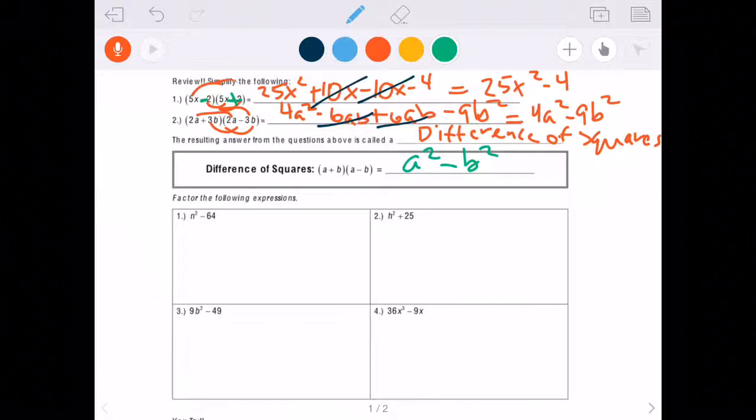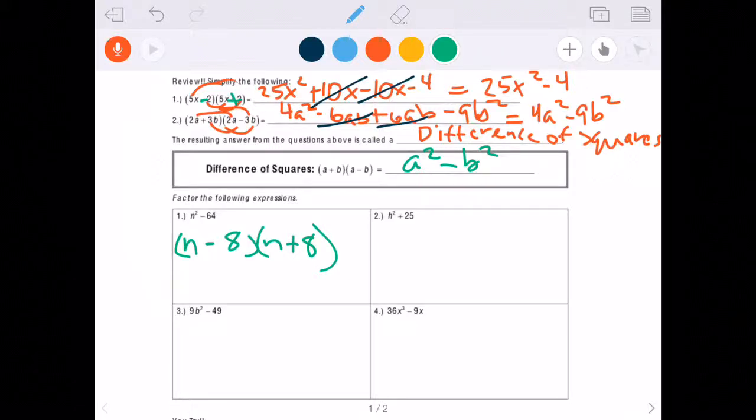If we look at a couple of these problems, number 1, n squared minus 64. First of all, n squared tells us we're going to have an n in the first part of our binomial. And then we have minus 64. 64 is 8 times 8, the square root of 64, a perfect square. So in order to get negative 64, we have to have minus 8 plus 8. That's the only way to multiply to negative 64.